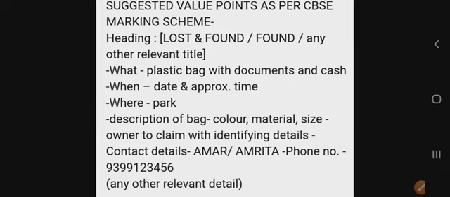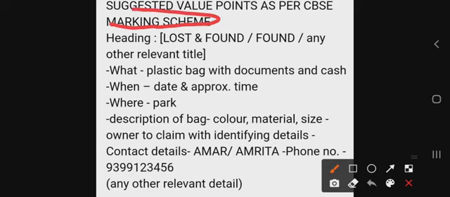Now, what are the suggested value points? Or you can see what is the marking scheme. So, heading: lost and found. Although by mistake it was not written there, it should be there. First of all, name of the institution, then notice, then date, then heading, then what?